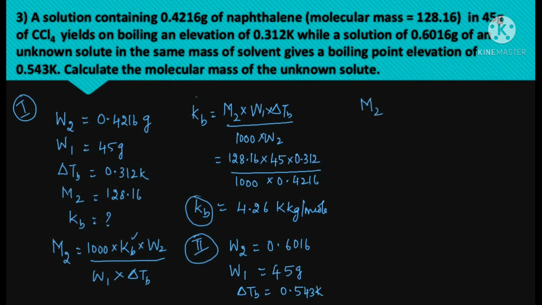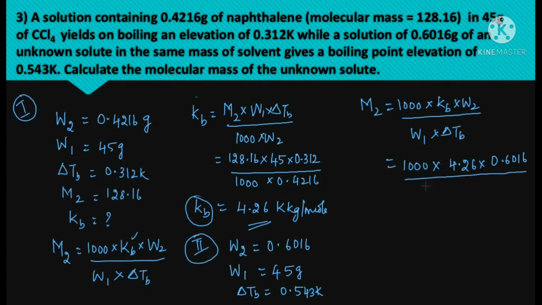Write down the formula first. We are in need of M2. M2 is equal to 1000 into Kb into W2 divided by W1 into delta Tb. So substitute all the values: 1000, and Kb is 4.26, into W2, which is 0.6016, divided by W1, which is 45, into delta Tb, 0.543. So simplify this: 2562.8 divided by 24.43. So the answer is 104.9. What is the unit for molecular mass? Gram per mole.